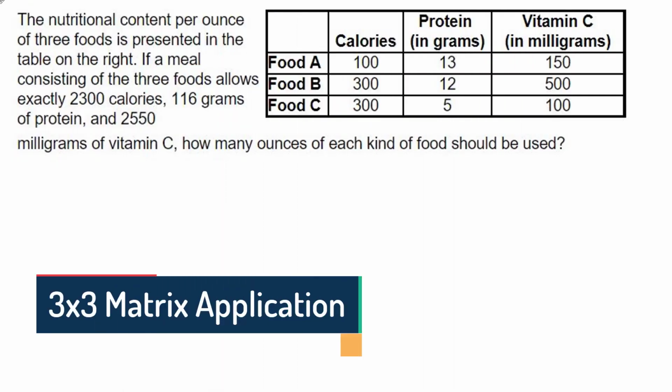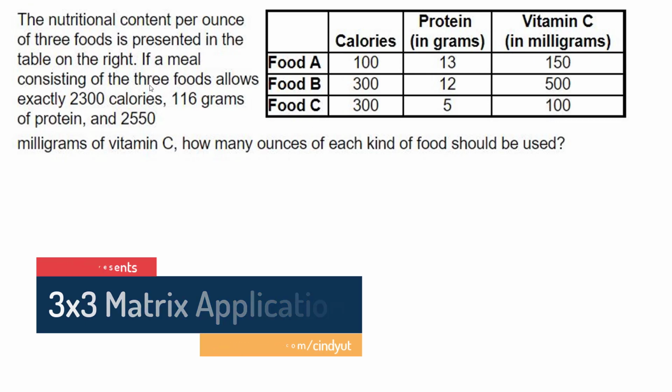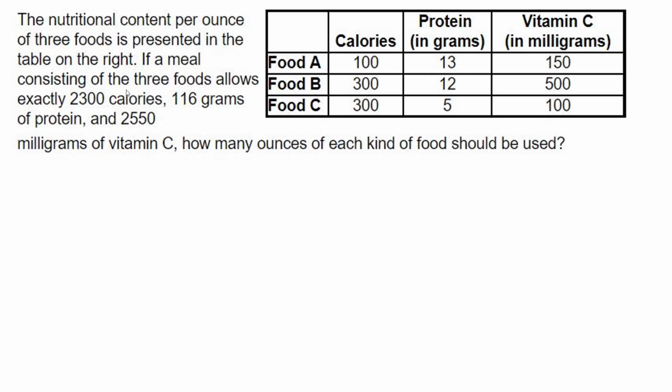Okay, says the nutritional content per ounce of three foods, food A, B, C, is presented in the table on the right. If a meal consisting of the three foods allow exactly 2,300 calories, 116 grams of protein, and 2550 milligrams of vitamin C, how many ounces of each kind of food should be used? So, I mean, you could use A, B, and C, right? But we'll just stick to our X, Y, and Z.